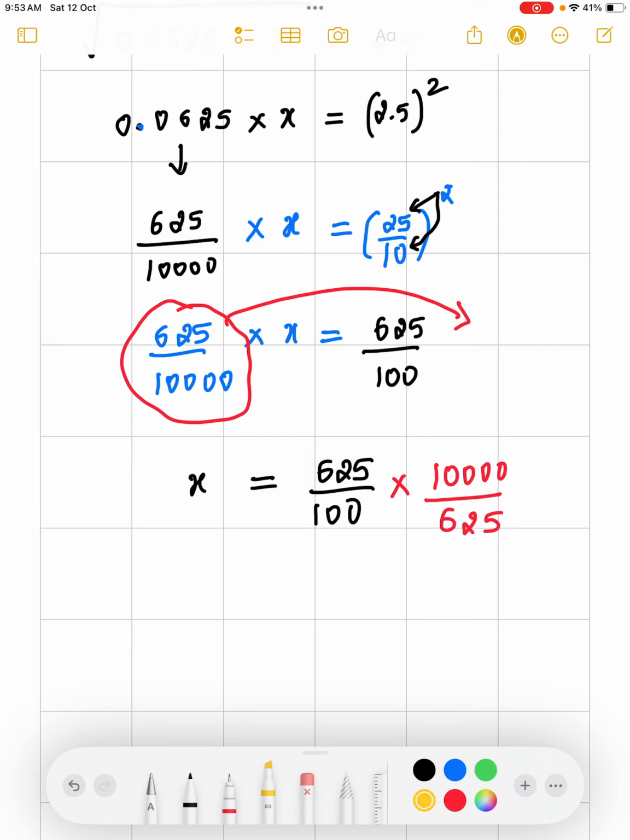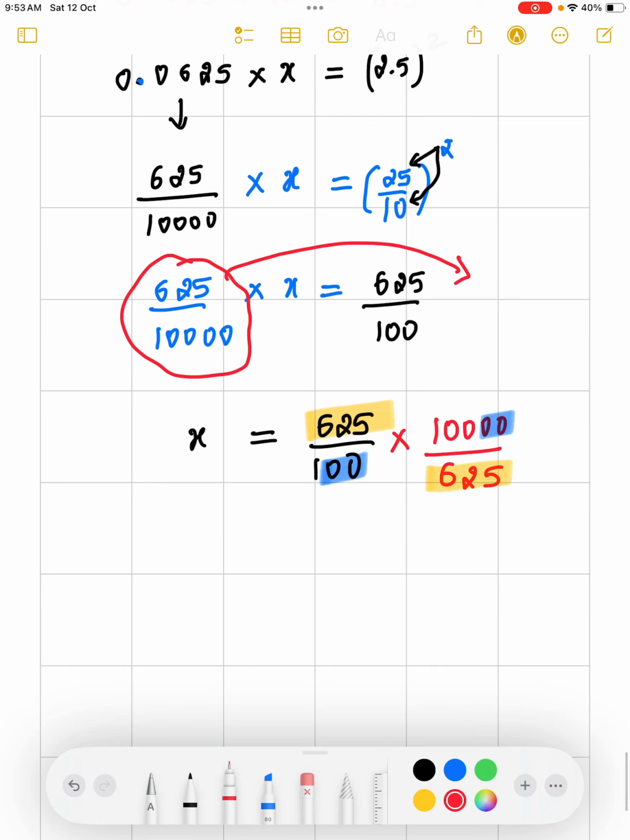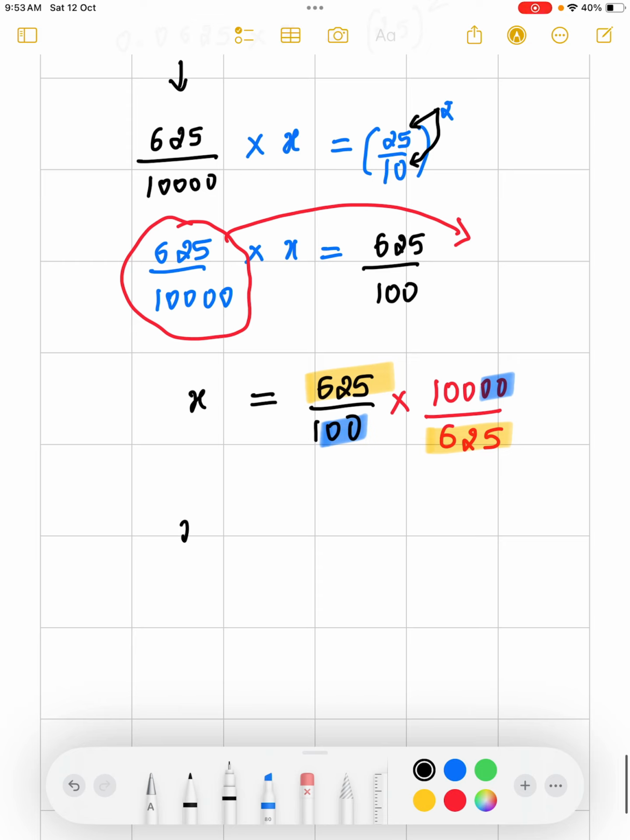Can we have any option to cancel? Of course, 625 gets reduced. Now these two zeros get eliminated. So what are we left with now? We are left with x equal to 100. So finally we got the value of x as 100. So this is the answer.